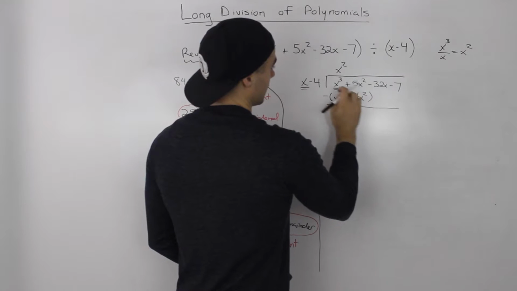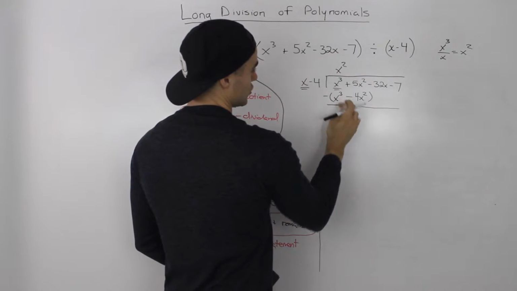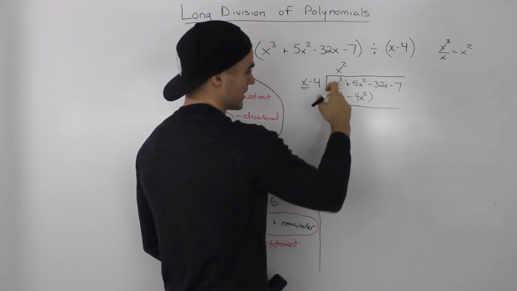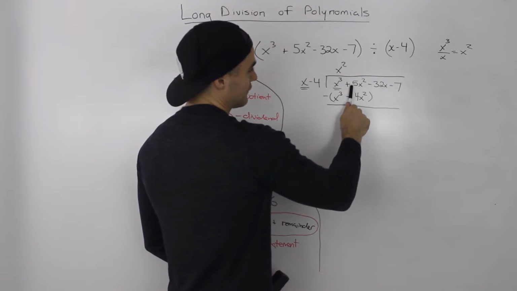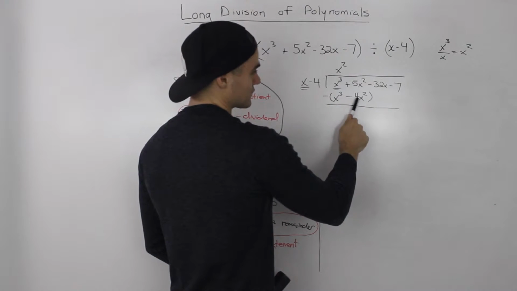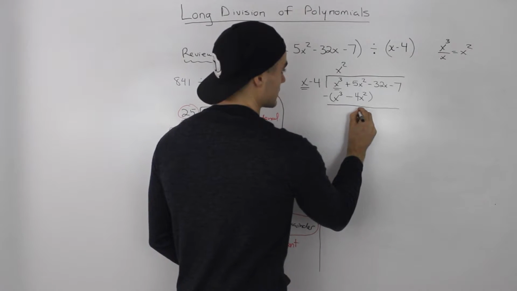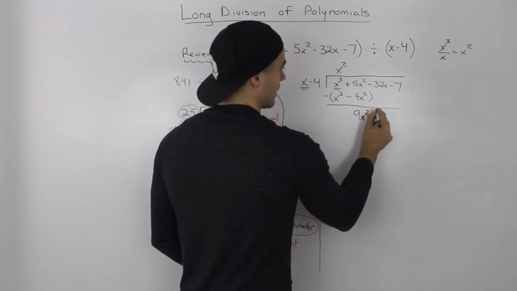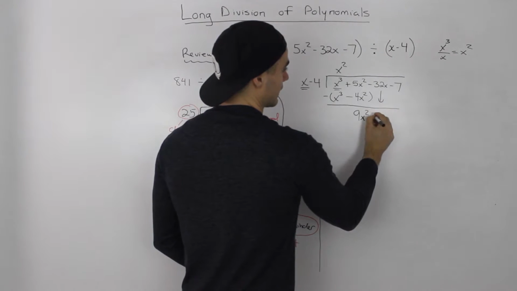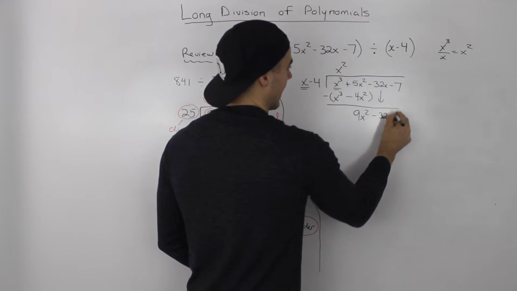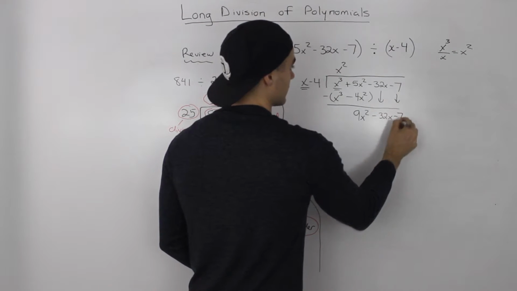So x cubed minus x cubed is just 0. These would cancel out. 5x squared minus negative 4x squared, that's the same as 5x squared plus 4x squared, so that would give us 9x squared. And then we can bring down the negative 32x and bring down the negative 7.